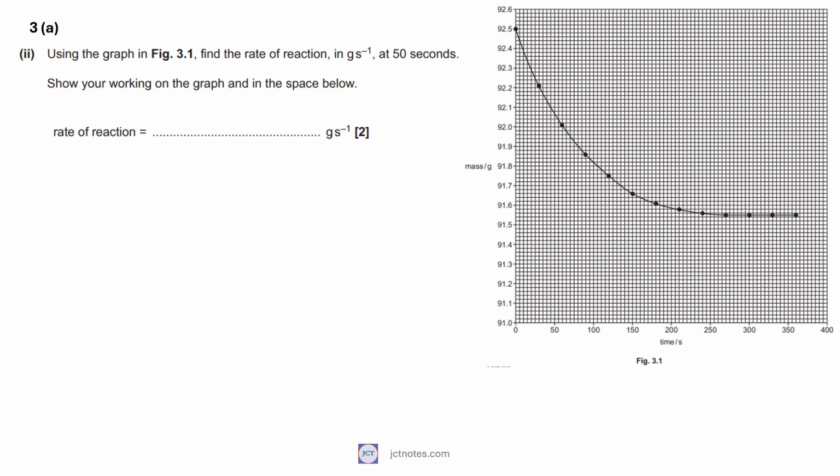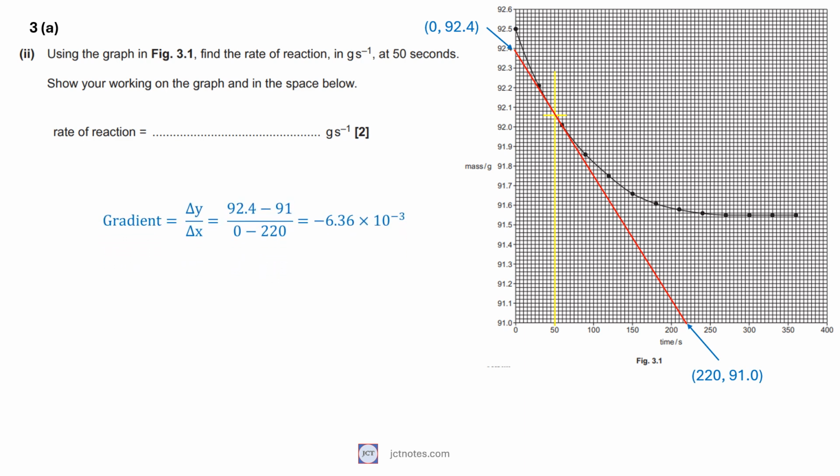I start by finding the point in the graph that corresponds to 50 seconds, I use yellow lines. I draw the tangent to the curve at this point, red line. I take 2 points on this line, I use as first point 0, 92.4 and as second point 220, 91. I get a gradient of -6.36 by 10 to the power of -3.